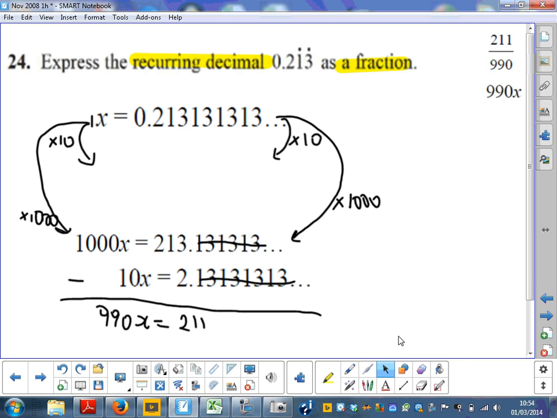So the equation pretty much becomes 990x equals 211, which we solve because the opposite of times 990 is divided by 990. And I can now simplify because it comes to mind that 3 divides 990 or 9 does, but 211 is not divisible by 3 or 9. So the answer is basically x, which is the fraction, is 211 over 990. So this is actually the answer.